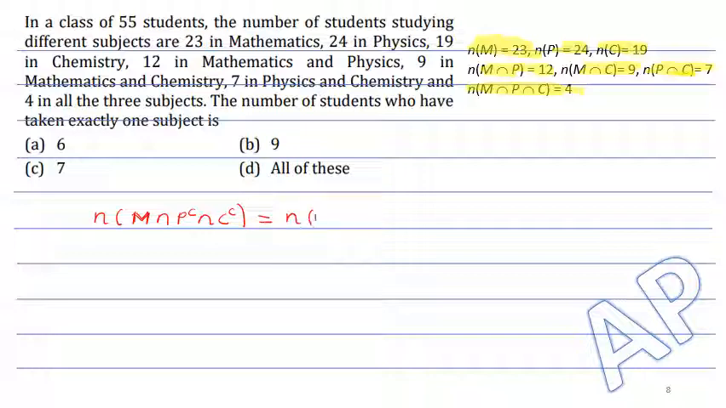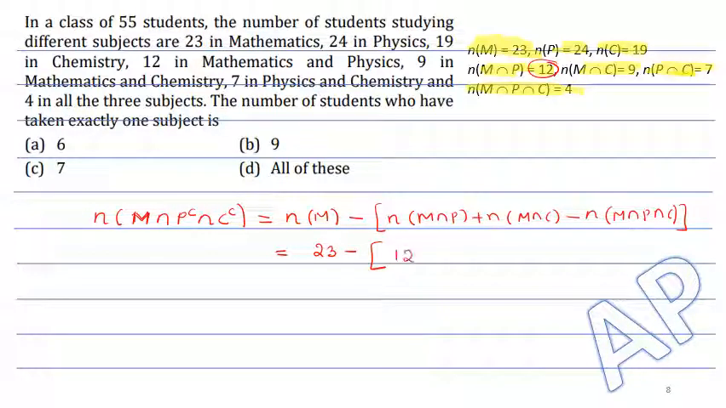ಸೊ ಫಾರ್ಮುಲಾ ಈಸ್ n of m minus n of m intersection p plus n of m intersection c minus n of m intersection p intersection c. ಸೊ ಅಲ್ಲಿಗೆ ಏನಾಯ್ತು, ಇಲ್ಲಿ n of m ಎಷ್ಟಿದೆ ನೋಡಿ, that is 23 minus m intersection p, we have 12 here, that is 12 plus m intersection c is 9 here, minus n of m intersection p intersection c is 4.